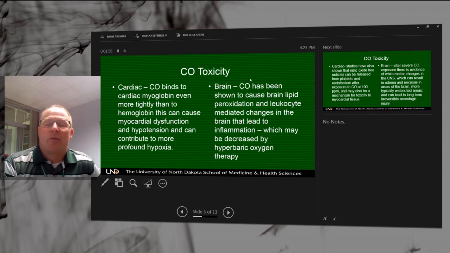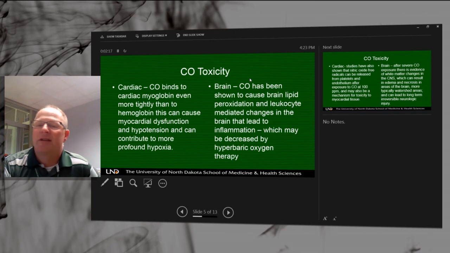So those areas that are more prone to problems because of carbon monoxide poisoning and toxicity are the cardiac tissues. Carbon monoxide binds to the cardiac myoglobin as well. This cardiac myoglobin binding does cause some myocardial dysfunction and hypotension, and can contribute to more profound hypoxia in those who are carbon monoxide toxic. In the brain, carbon monoxide has been shown to cause brain lipid peroxidation and leukocyte-mediated changes in the brain that lead to inflammation. This may be decreased by hyperbaric oxygen therapy.